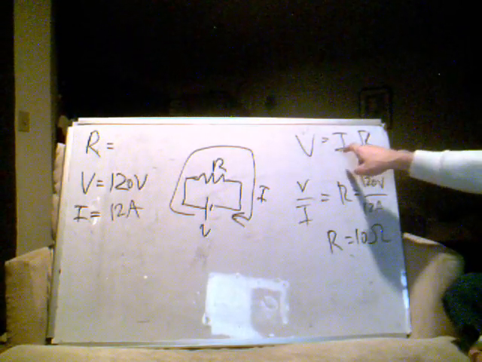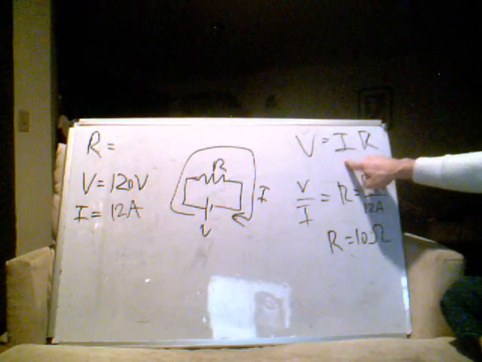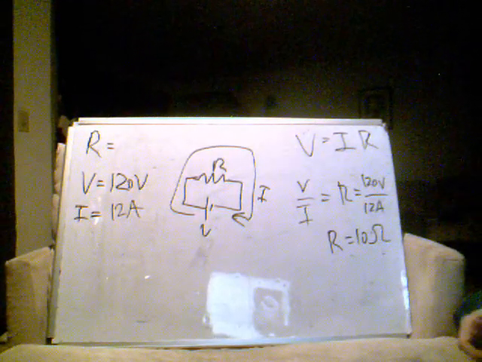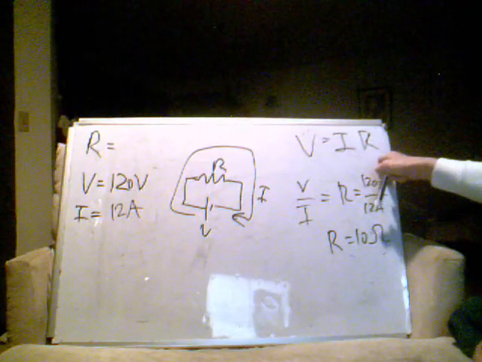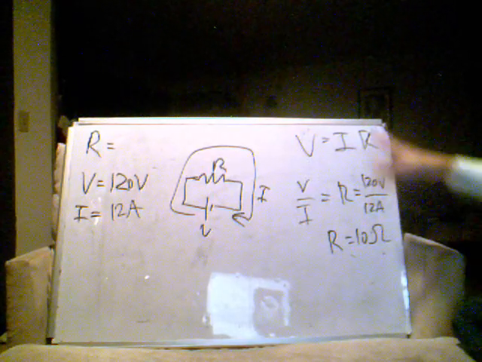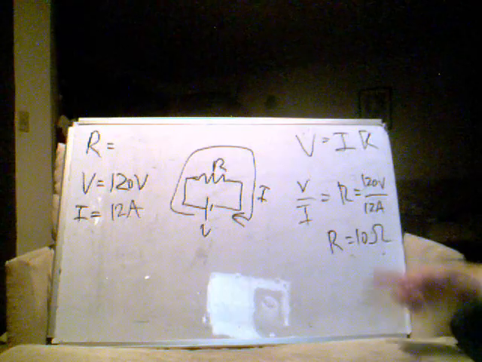Obviously, if you get the current and the resistance, you just multiply them together to get the voltage. But if you're looking for either the current or the resistance, you just isolate it by dividing, right? Pretty straightforward.